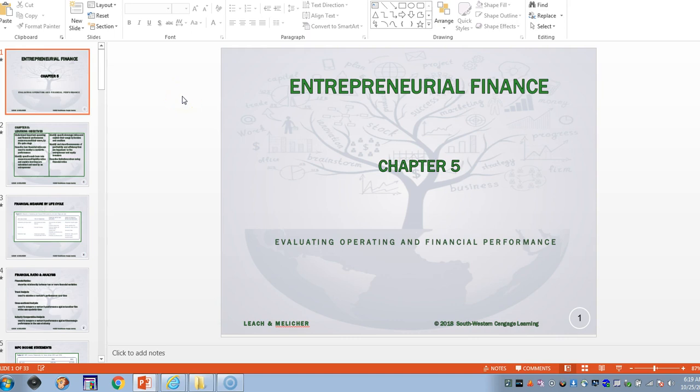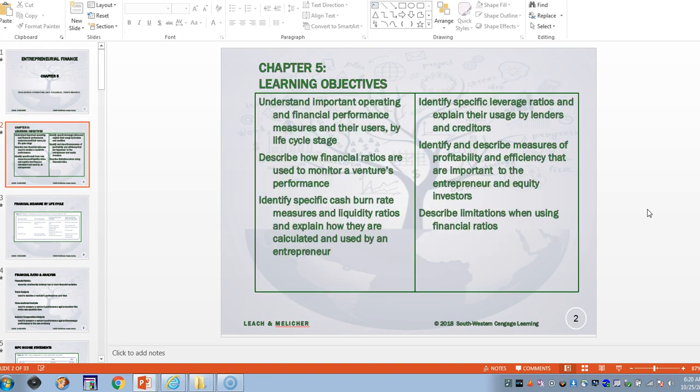So good morning, everybody. This is a review for Chapter 5. We already did 1, 2, 3, and 4. So I just want to go over these 30 or so slides here, 33 to be exact. And this is about evaluating operating and financial performance. So basically, we're going to look at different leverage ratios and financial ratios. A lot of this you've probably seen previously in other coursework at Stony Brook.